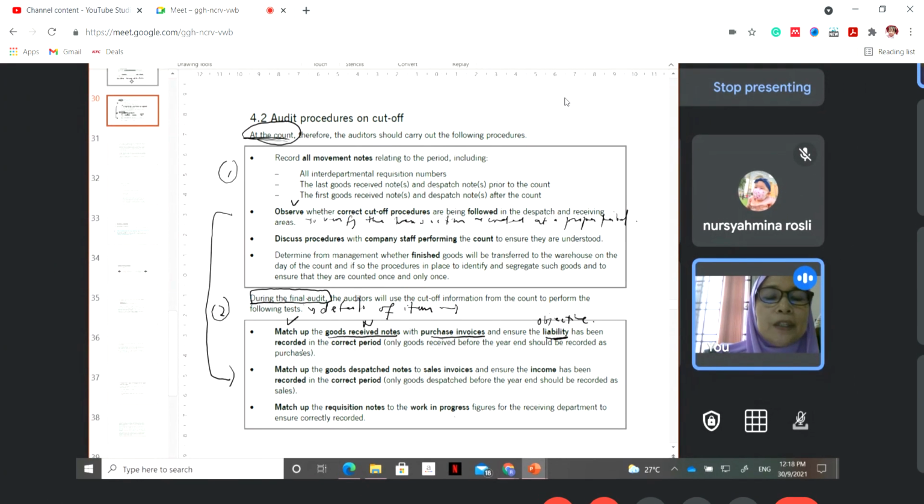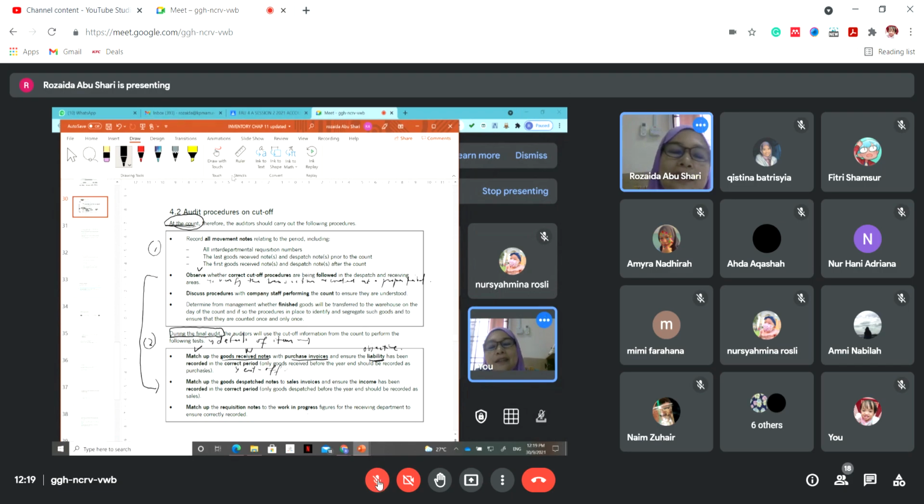Okay, objective must relate with the assertion. So this is to satisfy the cut-off objective. Yes, any question, class? Ada masalah tak? Understand? No, okay.